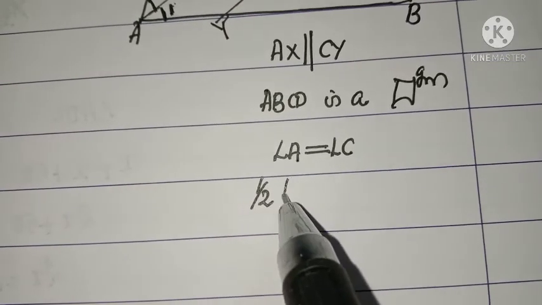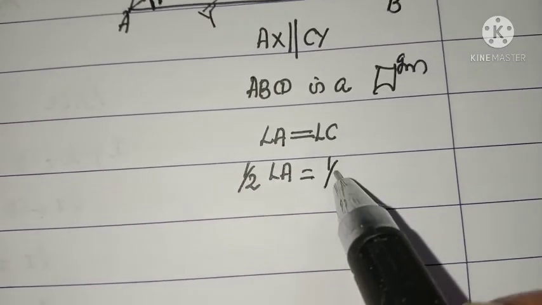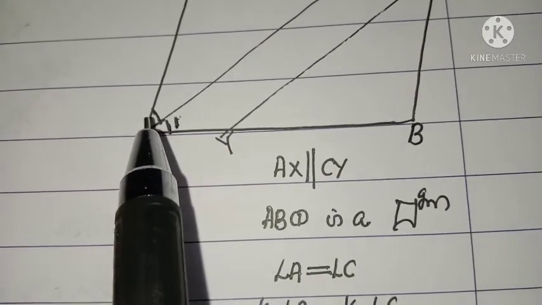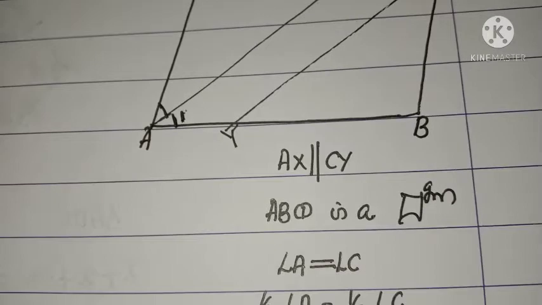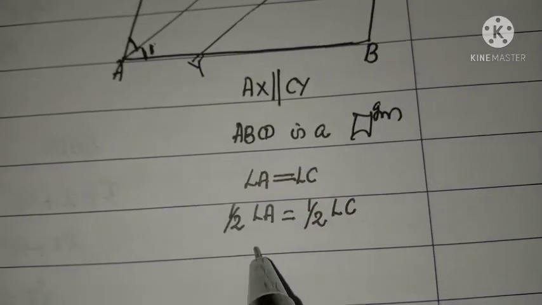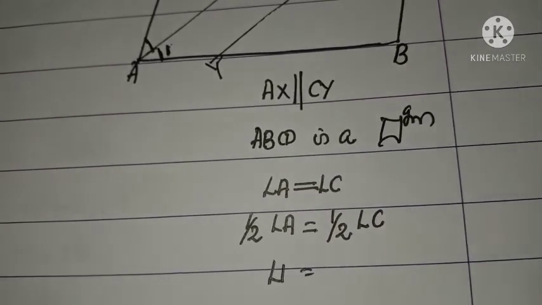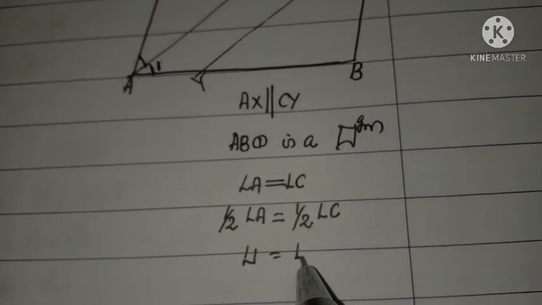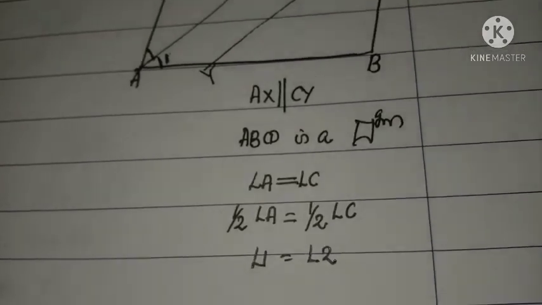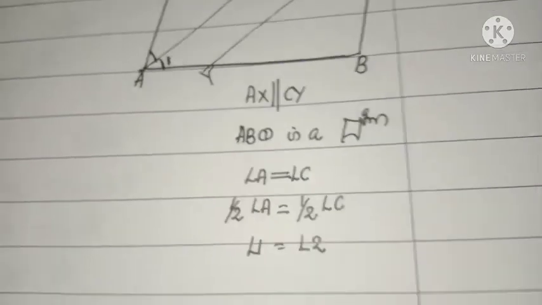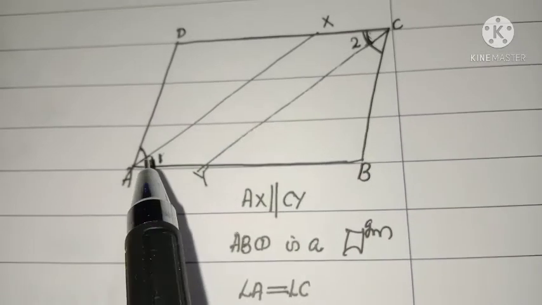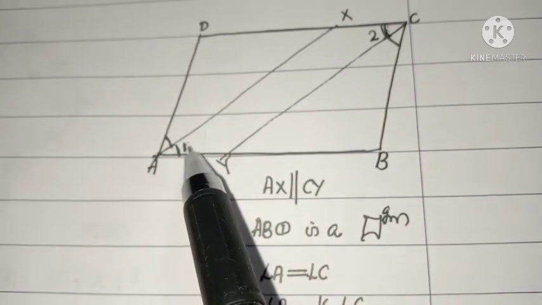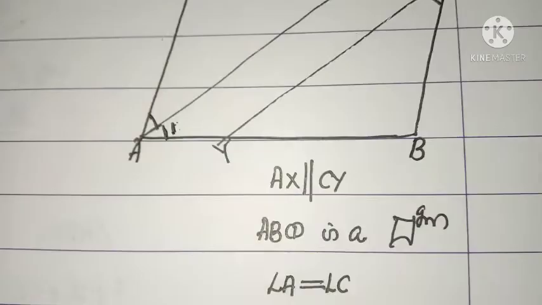Now take the half of these two angles. Half of angle A is equal to half of angle C. Okay, so half of angle A is angle 1 and half of angle C is angle 2, isn't it? That means angle 1 and angle 2 are now equal.